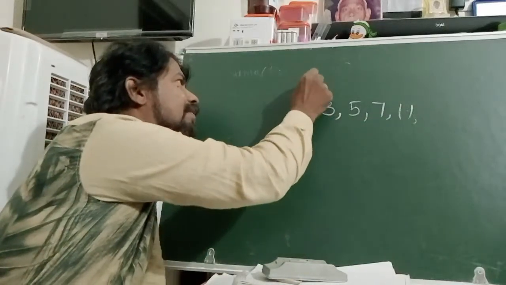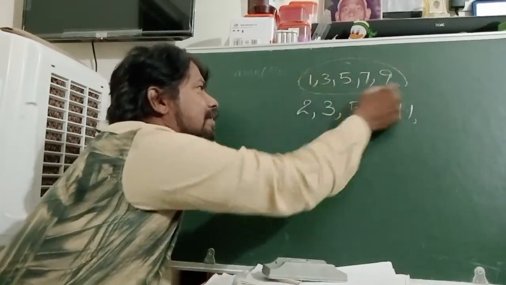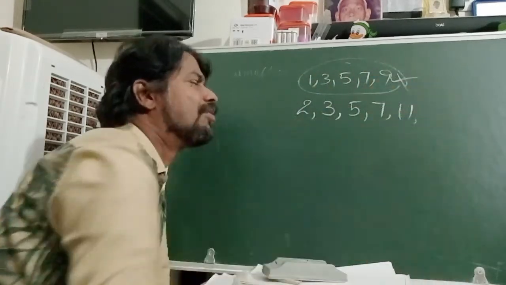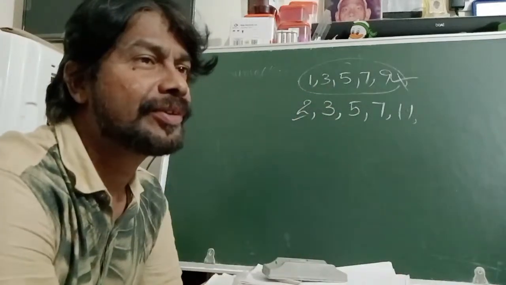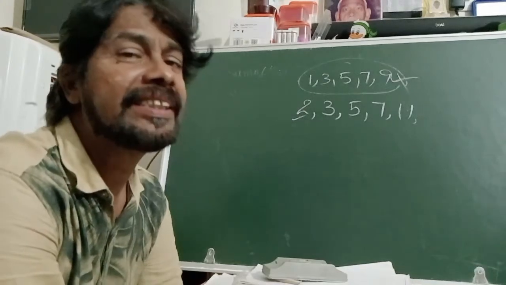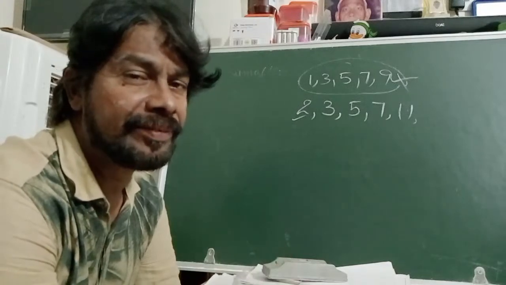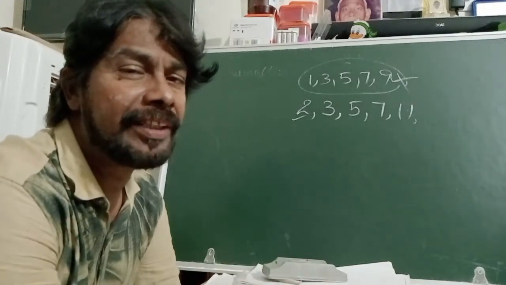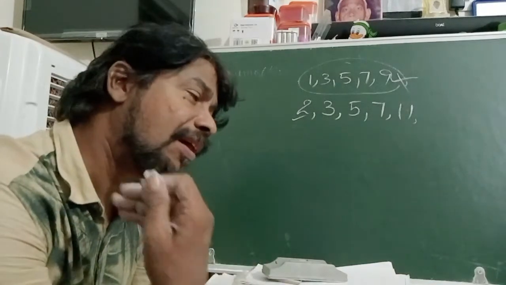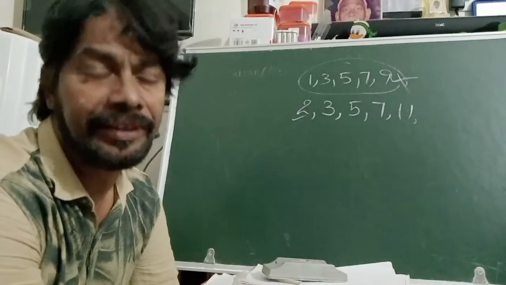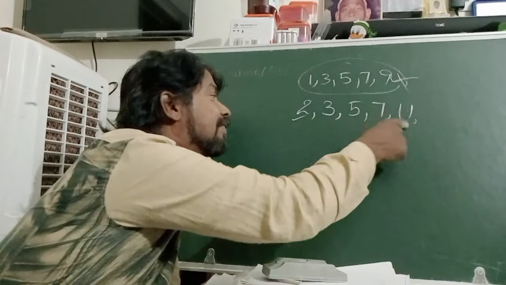Odd numbers: 1, 3, 5, 7, 9. 9 is an odd number, but 9 is not a prime number. 2 is a prime number, but 2 is not an odd number. It is an even number. So the only even prime is 2. All the other prime numbers are odd numbers. You see 3, 5, 7.